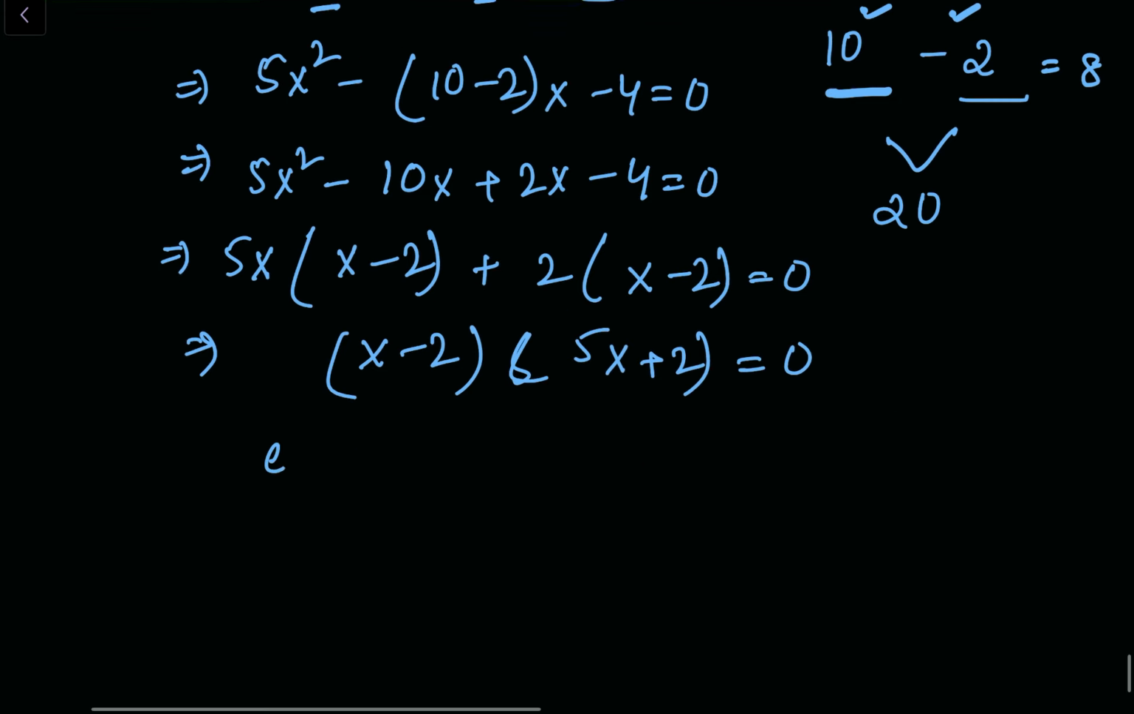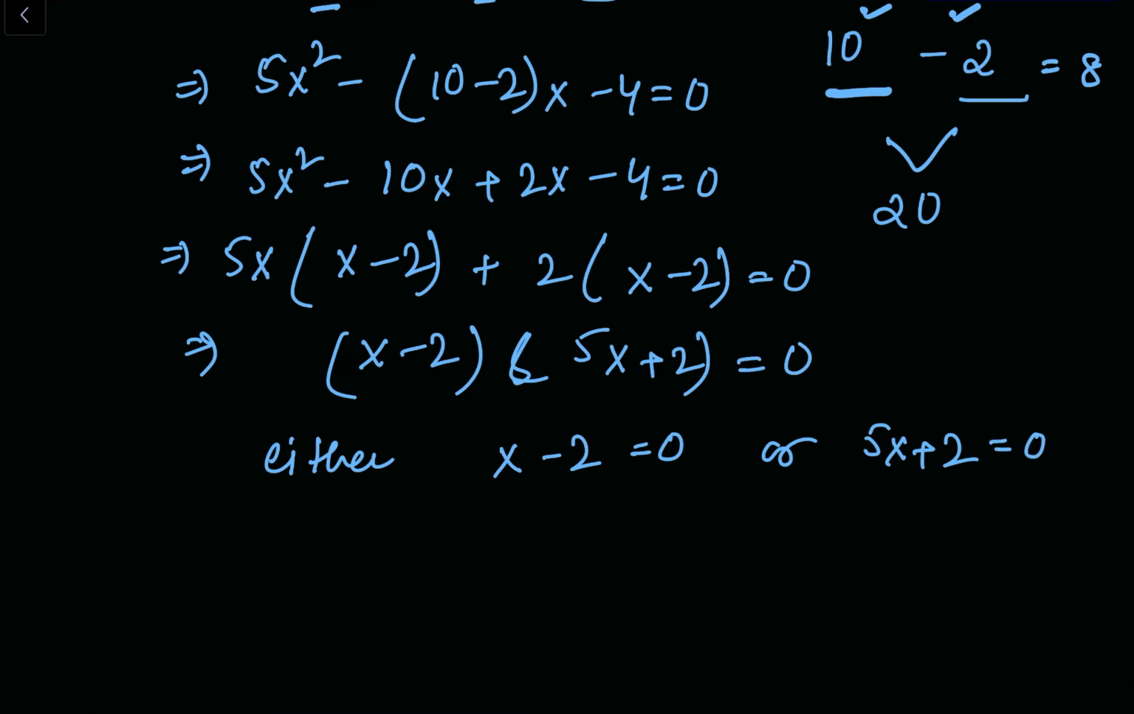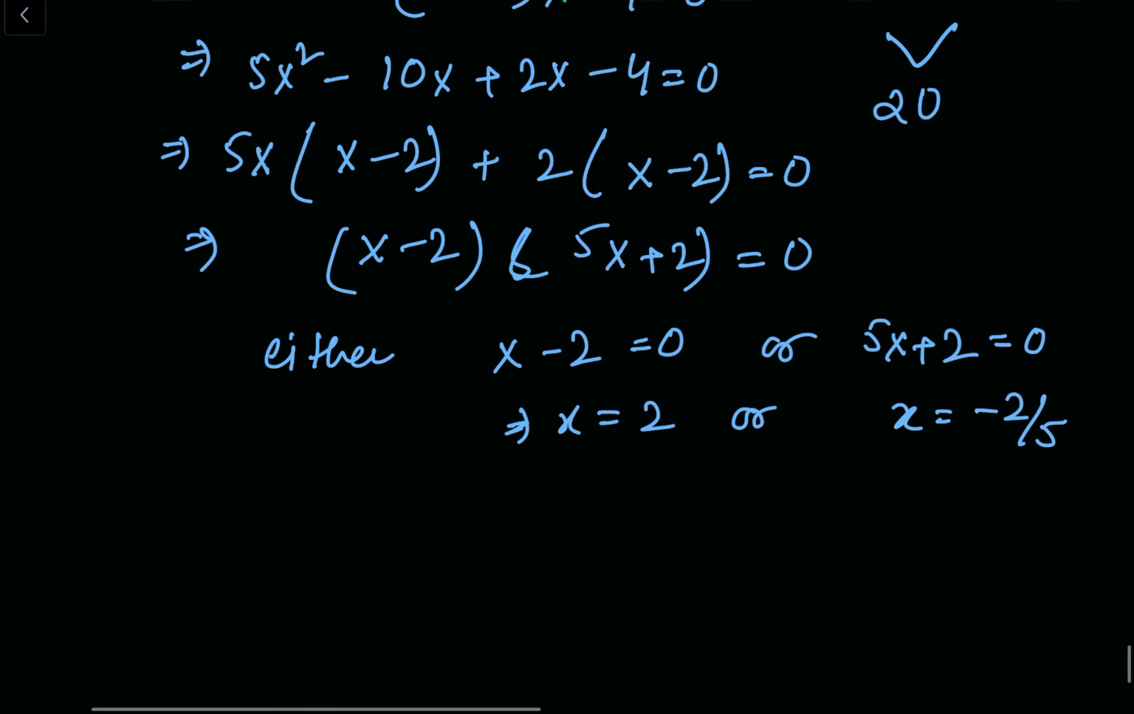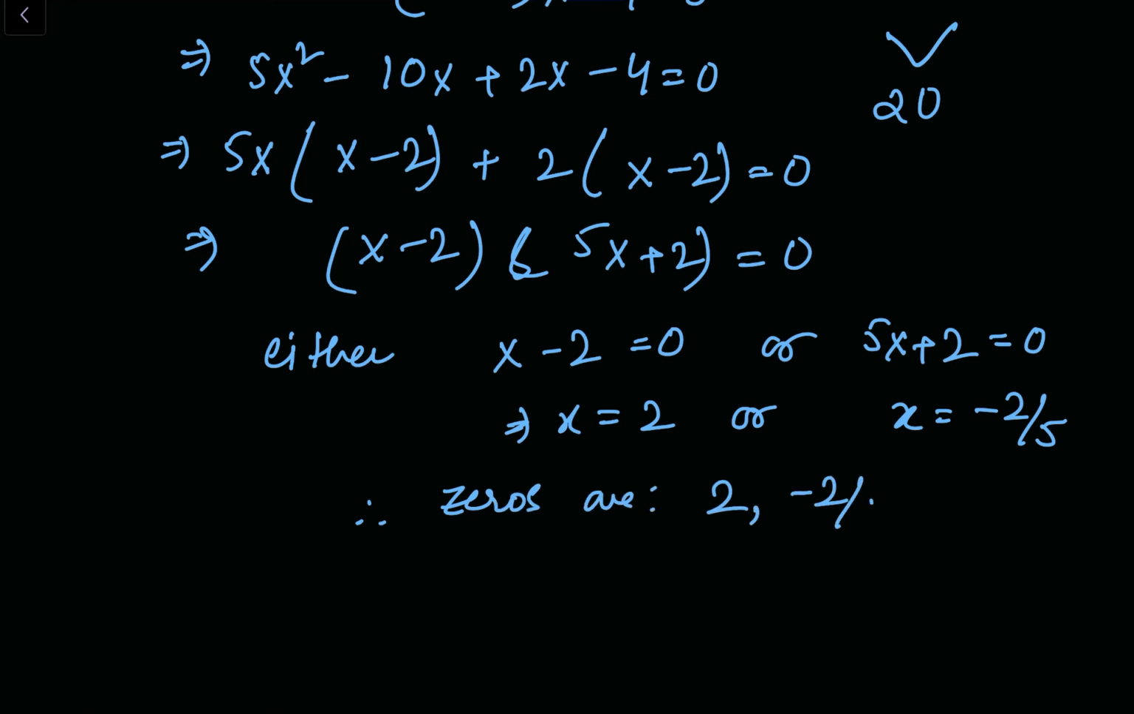So again, x minus 2 is 0 or 5x plus 2 is 0. So x minus 2 is 0, which implies x is equal to 2, or x is equal to minus 2 by 5. So these are your answers. So therefore the zeros are 2 and minus 2 by 5.